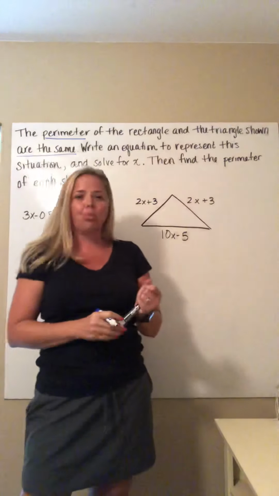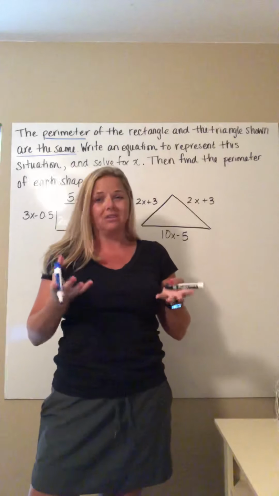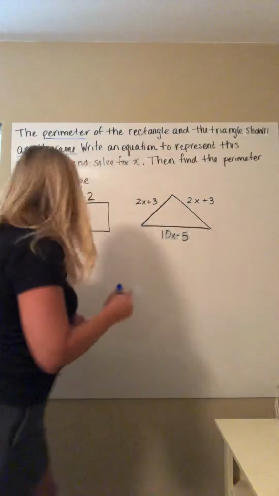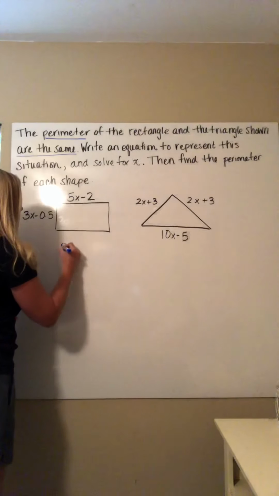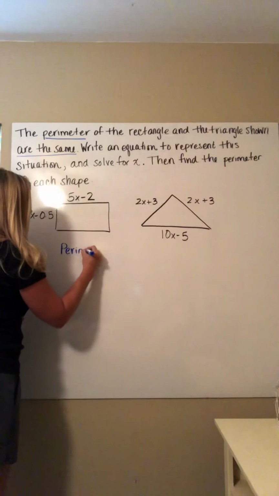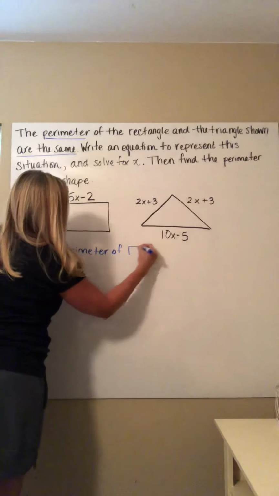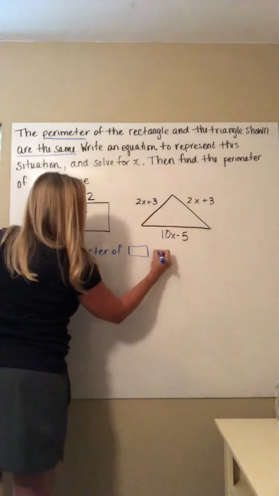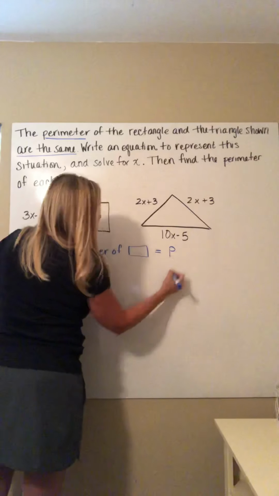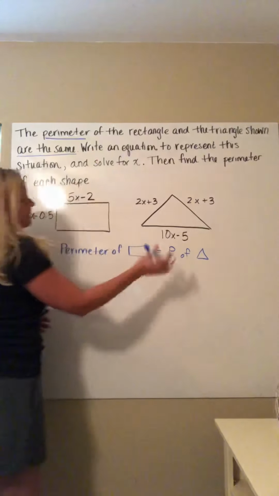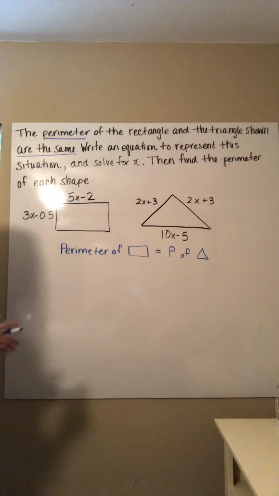So in math, what do we use to show that two things are the same? An equal sign. So I know that the perimeter of that rectangle is equal to the perimeter of that triangle. And I'm just using a little bit of abbreviation so as to not write out that word perimeter twice.